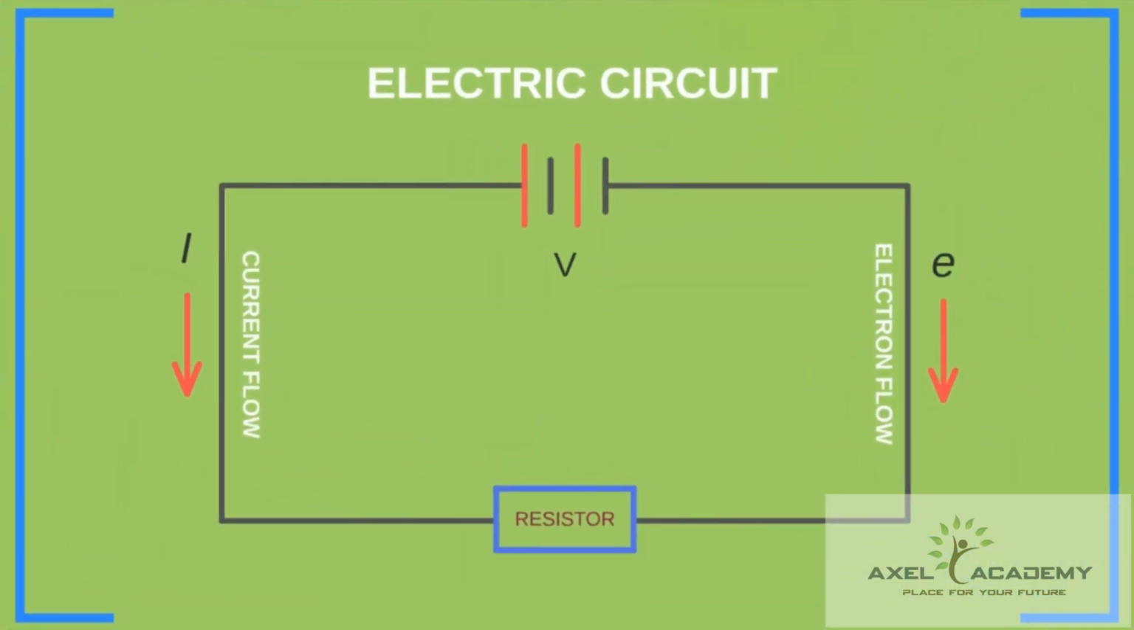Electric circuit. This is a simple electrical circuit which consists of a power source as battery and a load as resistor. We all know that the current is the rate of flow of electrons. The electrons will flow from negative terminal to positive terminal. But the flow of current is taken from positive terminal to negative terminal.